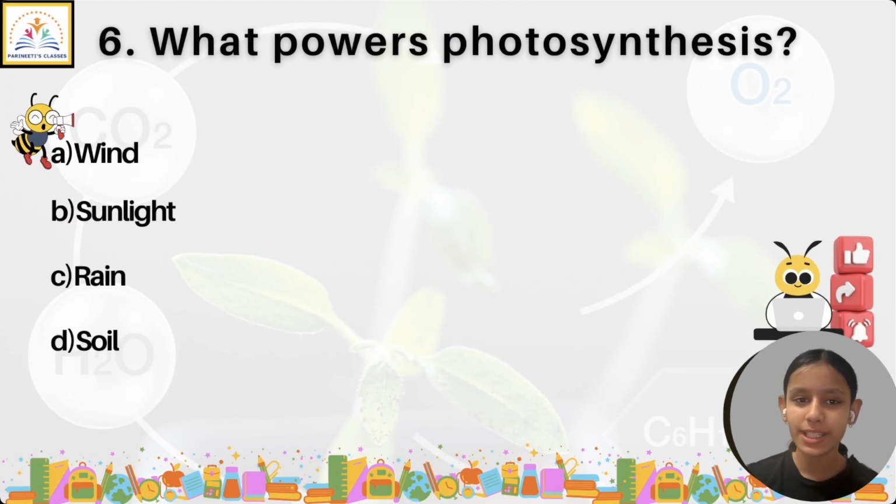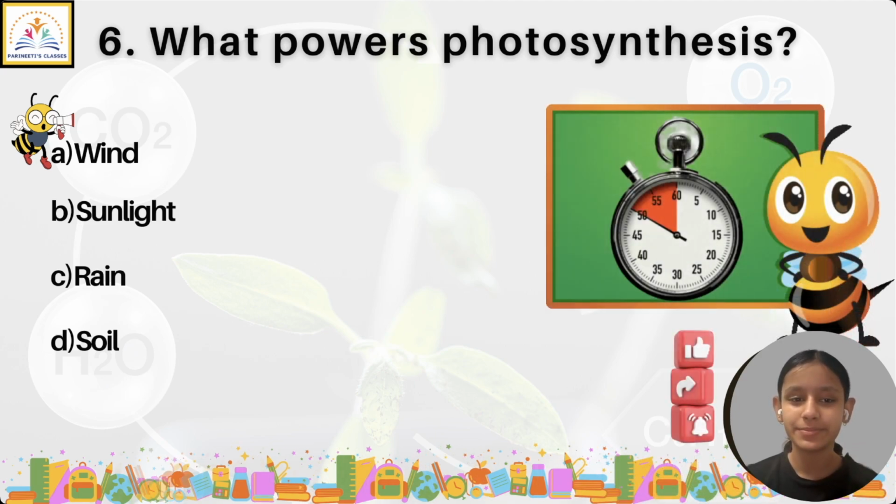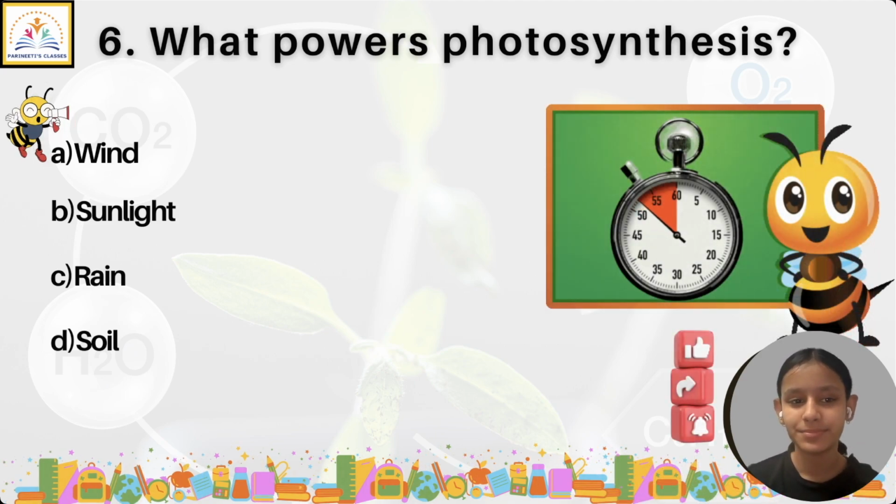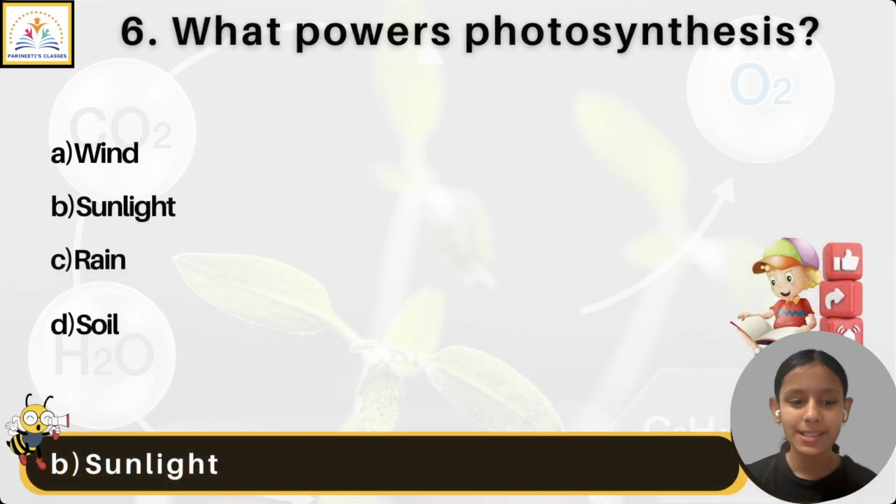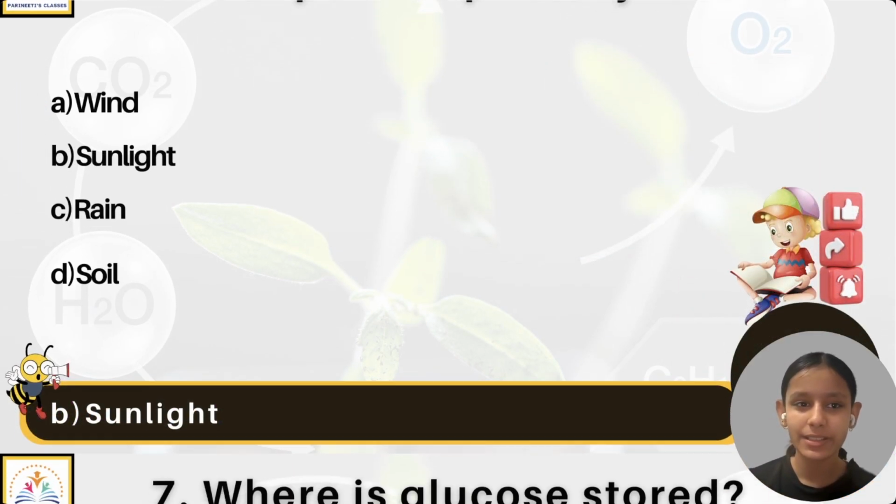The sixth question is, what powers photosynthesis? Option A, wind. Option B, sunlight. Option C, rain. And option D, soil. The correct answer is option B, sunlight.